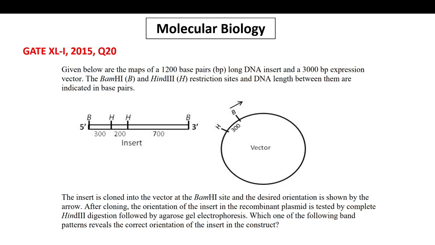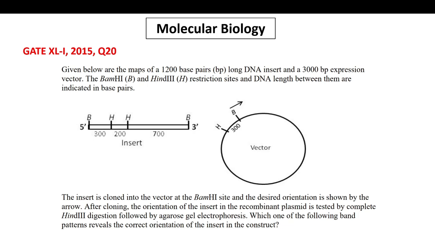The BamHI and HindIII restriction sites and the DNA length between them are indicated in base pairs. The insert is cloned into the vector at the BamHI site and the desired orientation is shown by the arrow. After cloning, the orientation of the insert in the recombinant plasmid is tested by complete HindIII digestion followed by agarose gel electrophoresis. Which one of the following band patterns reveals the correct orientation of the insert?